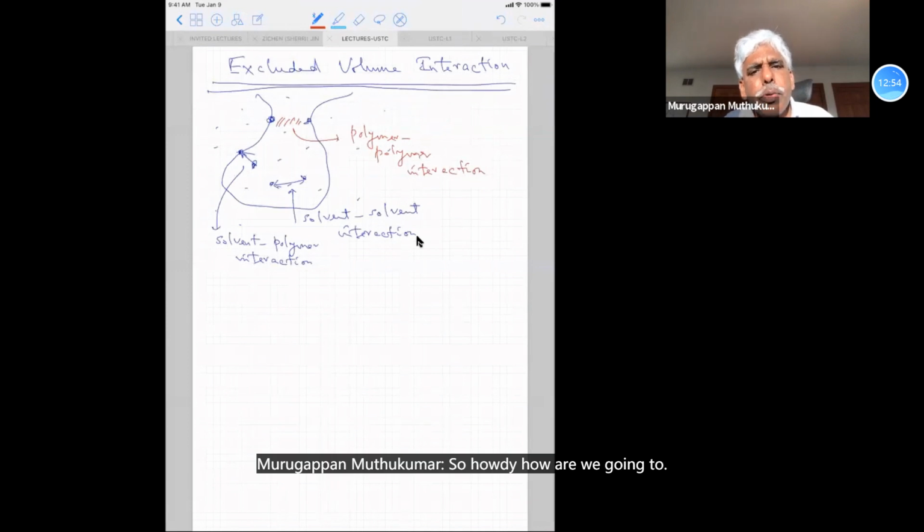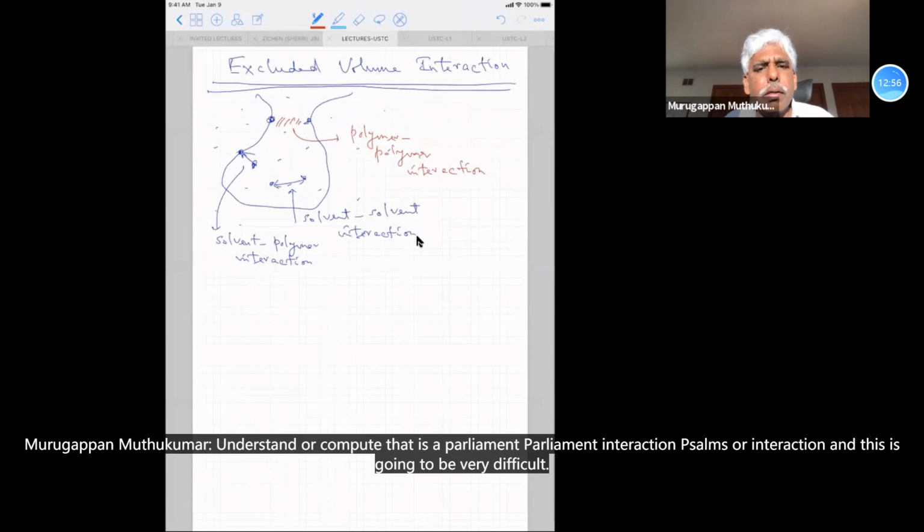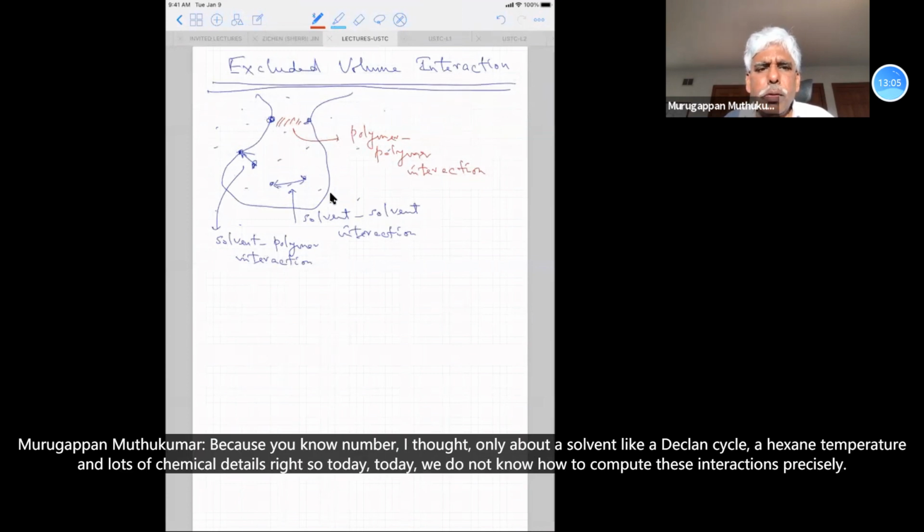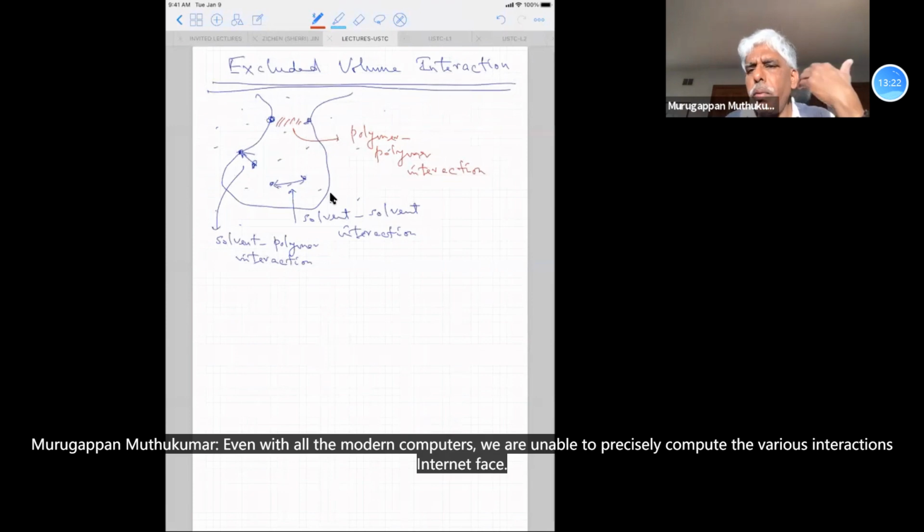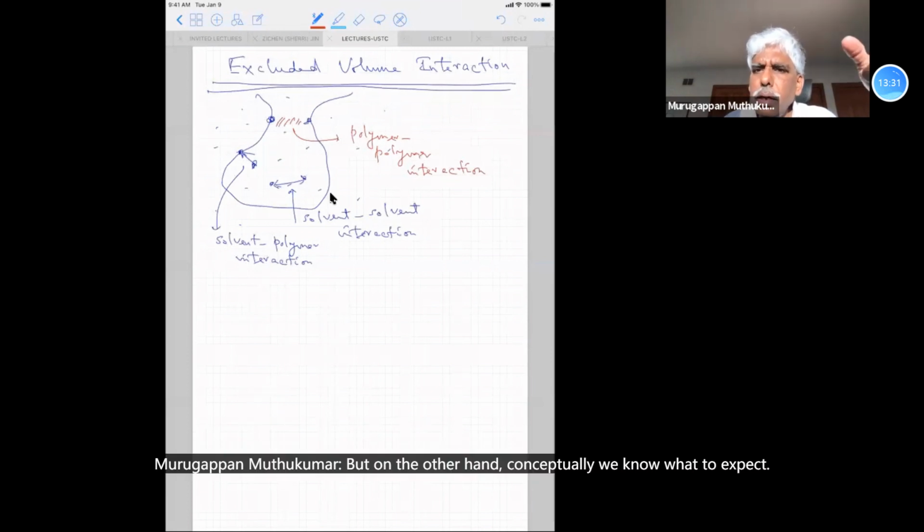So how are we going to understand or compute this polymer-polymer interaction, solvent-solvent interaction? This is going to be very difficult because, remember I told you about a solvent like a decalin or cyclohexane, temperature, and lots of chemical details. So today, we do not know how to compute these interactions precisely. Even with all the modern computers, we are unable to precisely compute the various interactions in current phase. But on the other hand, conceptually, we know what to expect.